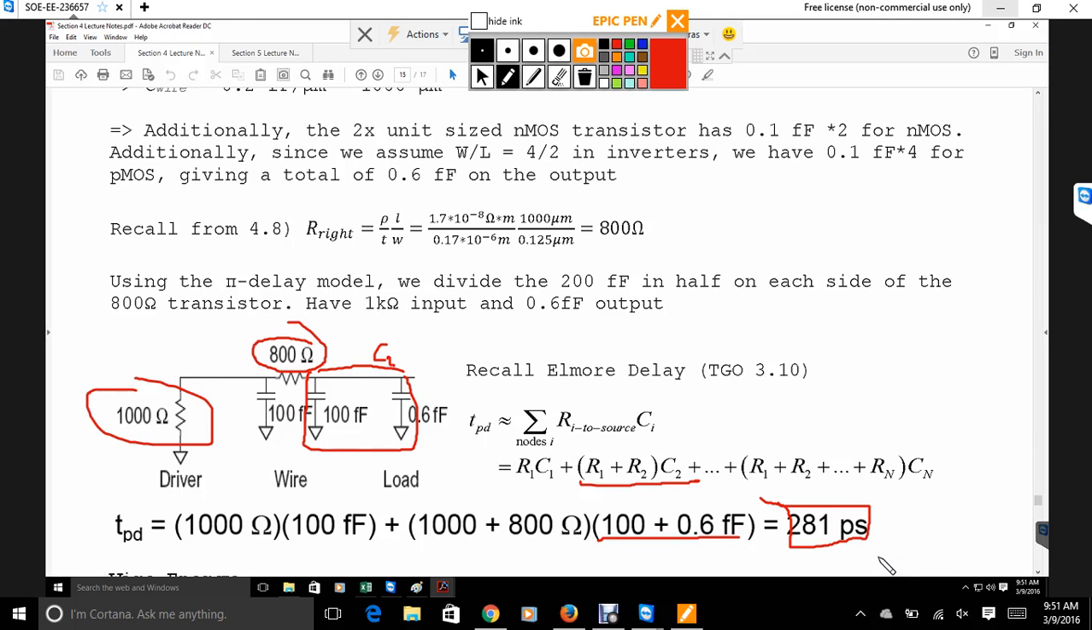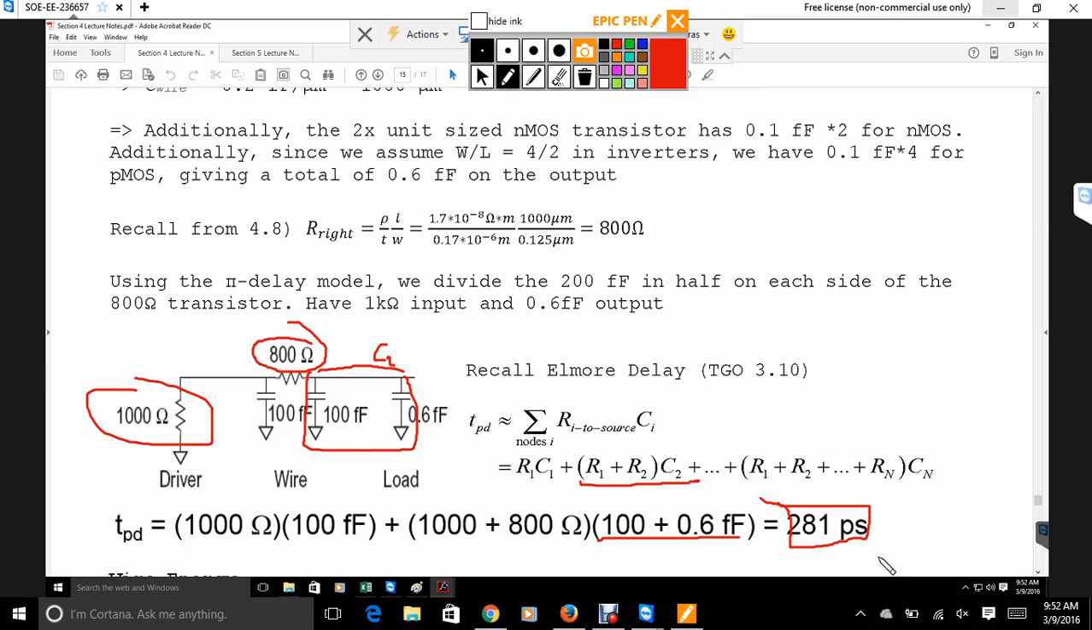So if I were to change this problem and say, instead of a 10x inverter, I made these both NAND gates, there's only one difference you'd have to worry about, right? Because in the case of the inverter, you're driving both the PMOS and the NMOS, right?